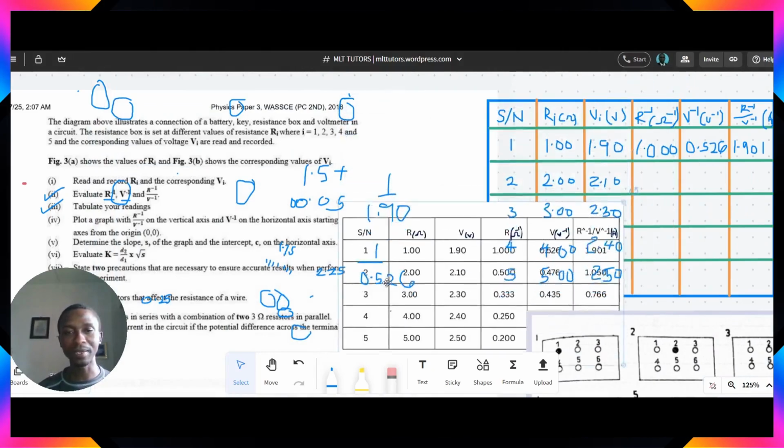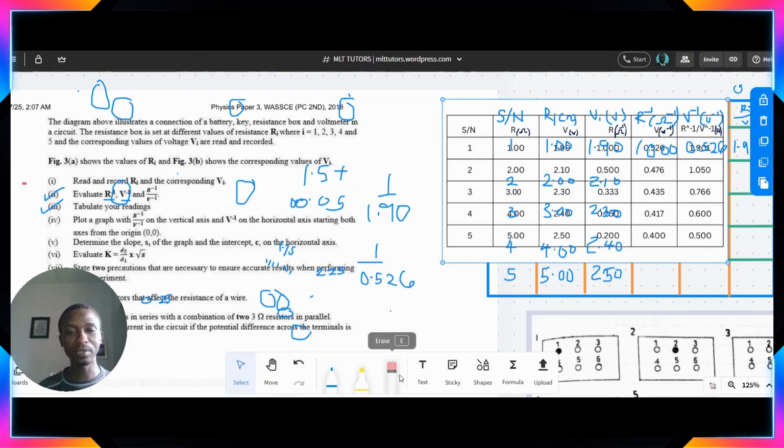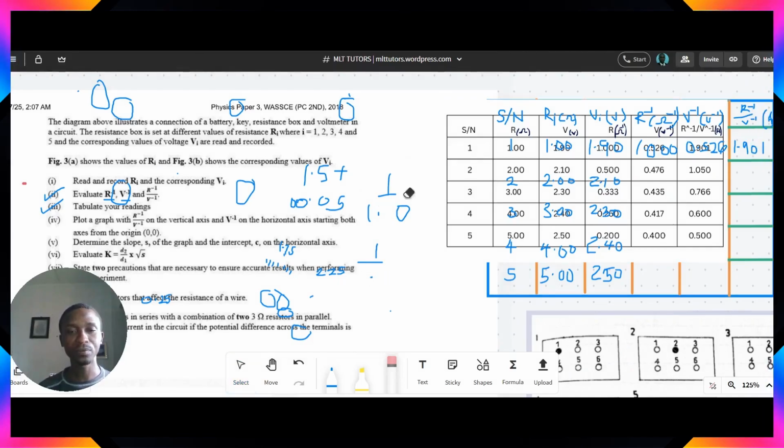And there it is. Okay, let me see. Let me clean all this so that I can place it.